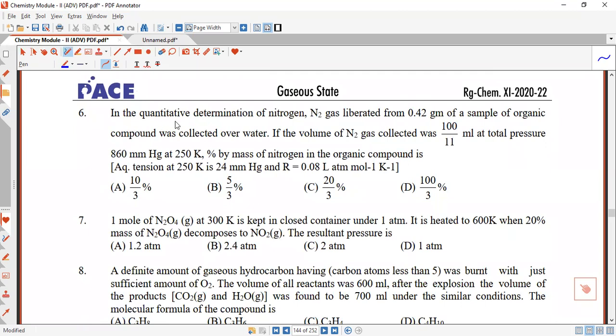Question number 6. In the quantitative determination of nitrogen, N2 is liberated from a 0.42 gram sample of an organic compound and collected over water. So you can imagine some gas has been collected over water. This is water, and this is the gas N2. If the volume of N2 was 100 by 11 ml at a total pressure of 860 mm of Hg and 250 Kelvin, they have given volume, pressure, and temperature. They are asking the percentage by mass of nitrogen in the organic compound. Now you know P, V, and T, so you can calculate the number of moles. So let's solve.